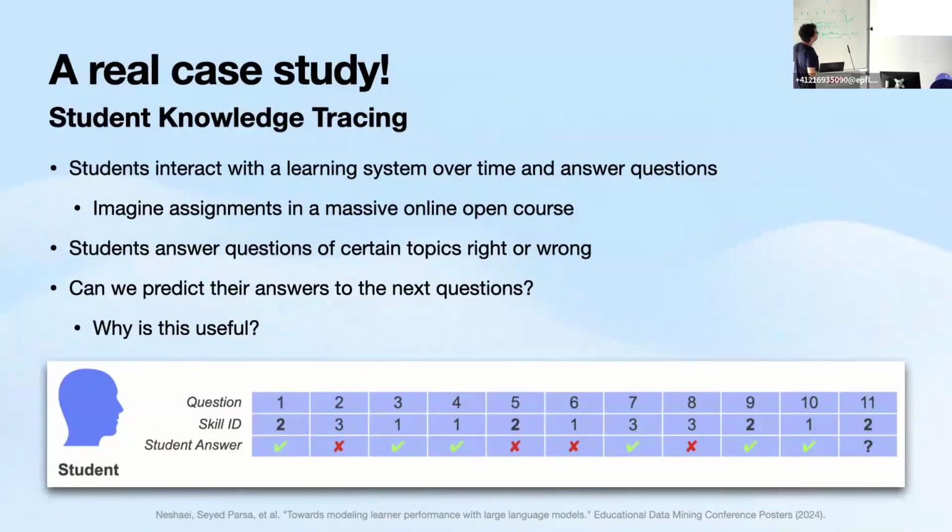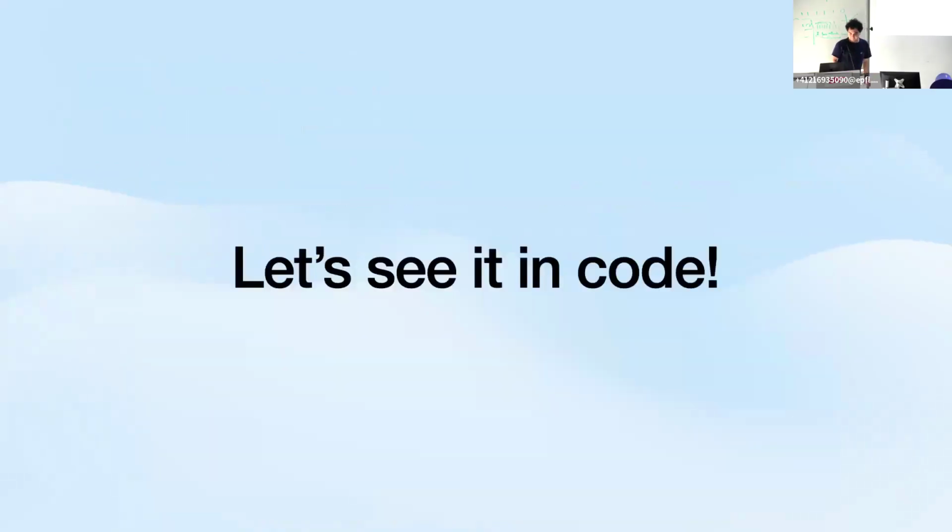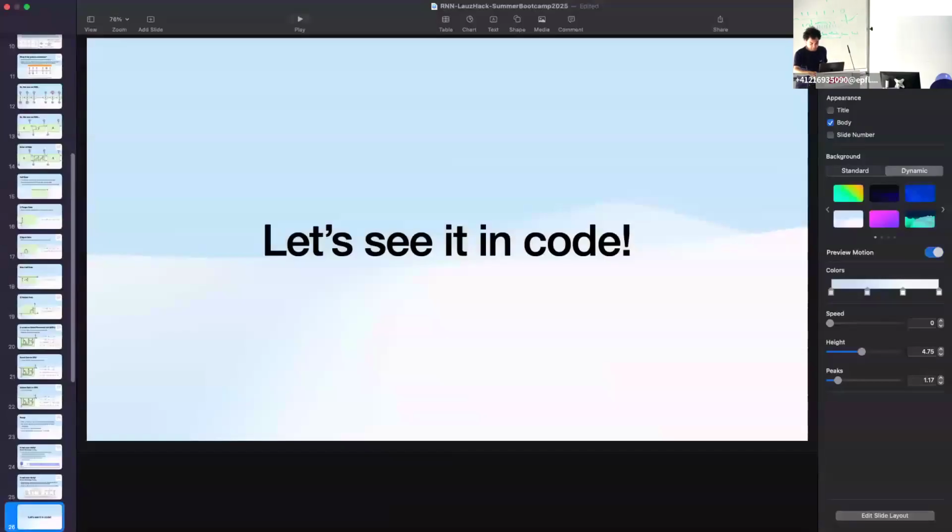As you see, the data is pretty simple. As I said, researchers have explored different ways, Bayesian models, Markov models, a lot of these ways to predict the mastery of each skill. This professor, Chris Piech, from Stanford, first in 2015, showed that you can achieve state-of-the-art results at the time with just using an LSTM. And we are trying to write what he did in his paper now. Let's see. So let's get to it.